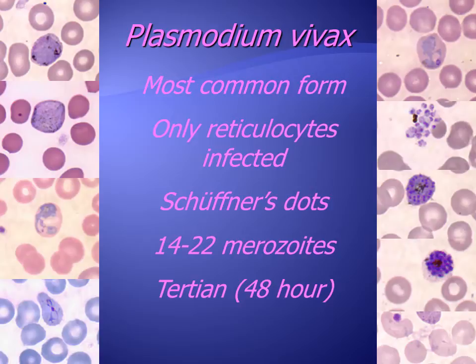Plasmodium vivax, the most common form of malaria. It only is seen within the reticulocytes, young red cells. Schüffner's dots are visible, 14 to 22 merozoites, and it is tertian.